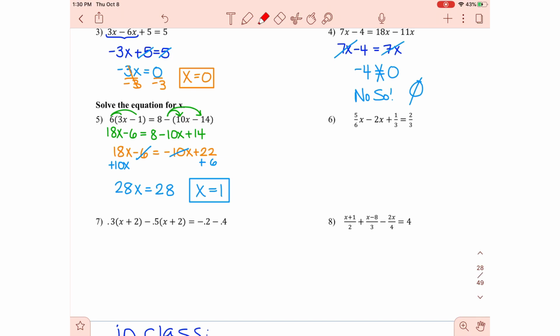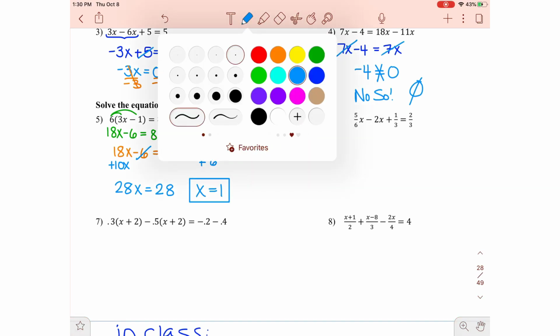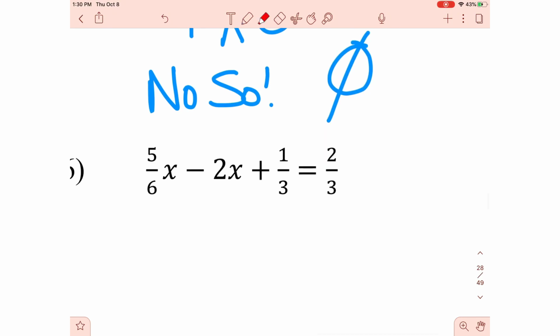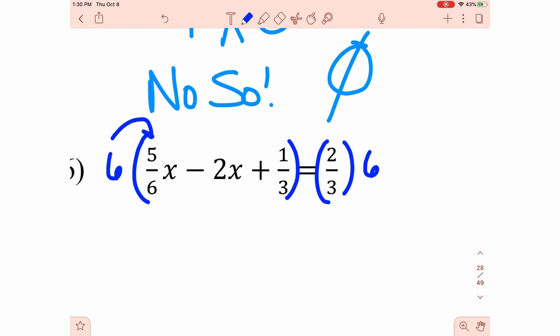All right, number 6. Guys, you can clear fractions out to make your life a lot easier with equations. So this is how you clear fractions. Look at the denominators. The common denominator of those would be 6. So if you multiply everything by 6, and when I say everything, I mean every part, that'll wipe out the fractions. So I have to distribute.